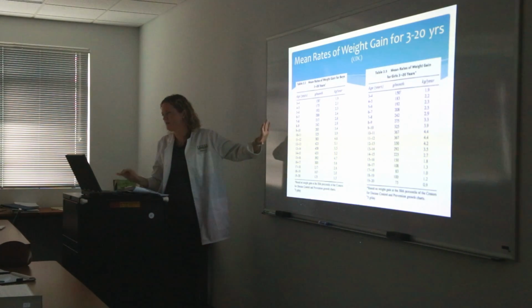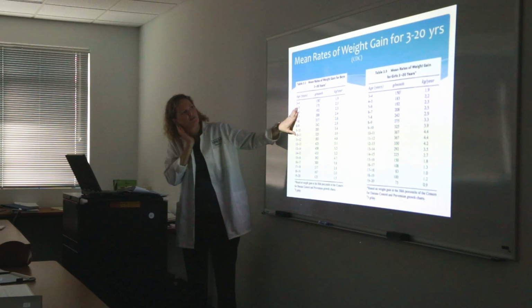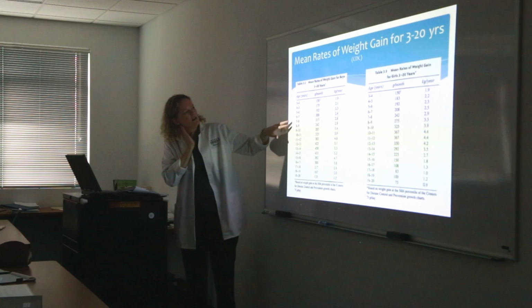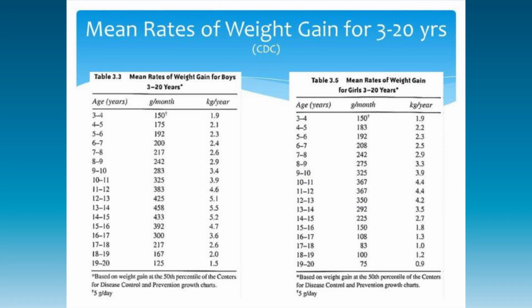So here's the charts for children and adolescents for weight gain, for mean rates. So the left is for boys, the right's for girls. So for instance, a 5 to 6-year-old boy should be gaining about 192 grams per month. And that's about 2.3 kilograms per year. And this is what the growth charts are based on, these numbers. So if you see that boy every month, you can see how much weight they're gaining, plot them on the growth chart, but also, are they gaining that 192 grams a month approximately?